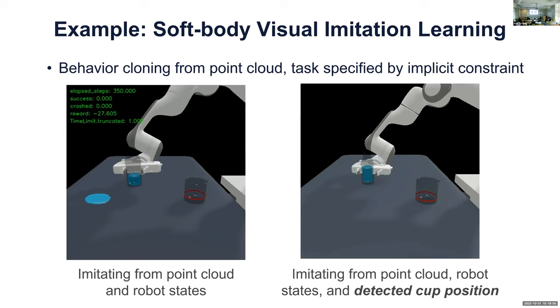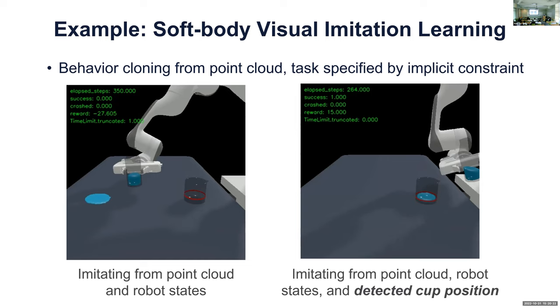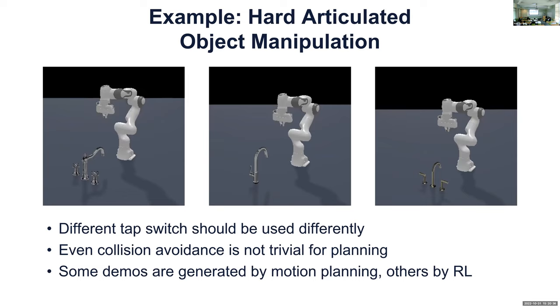Now you could try imitation learning from a lot of demos. But you find that because the position of the cup and the water level are randomized, simple imitation learning from point cloud will not really work. Whereas if you detect the water level and the position of the beaker and include them as input, as a state, then you are able to do the imitation learning correctly. This very simple example shows that for generalizable policy learning, the imitation learning scheme has serious issues in recognizing the task, or inferring implicit constraints in a task.